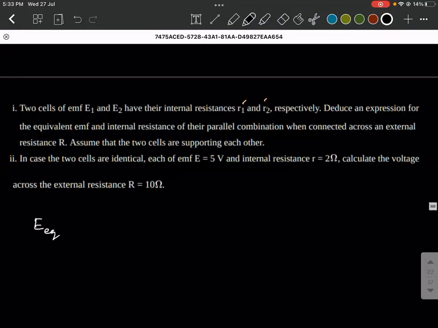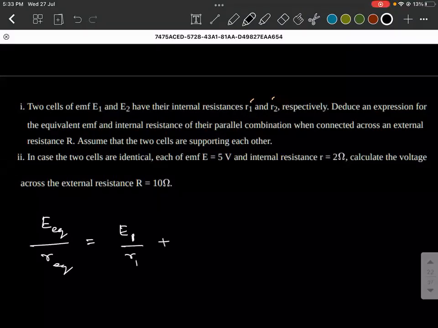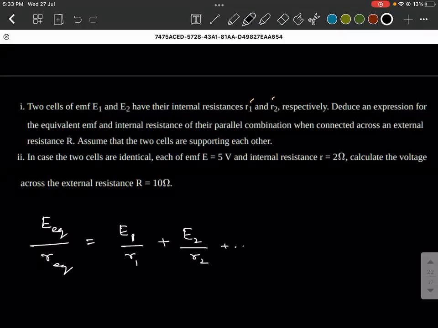If anybody has a doubt, in the pre-recorded videos, there is a separate video for this topic alone. If you want, you can go and see. I'm not wasting my time explaining it again. So E equivalent by R equivalent is equal to E1 by R1 plus E2 by R2 plus so on till En divided by Rn. This is the relation between equivalent EMF and equivalent resistance for cells connected in parallel.